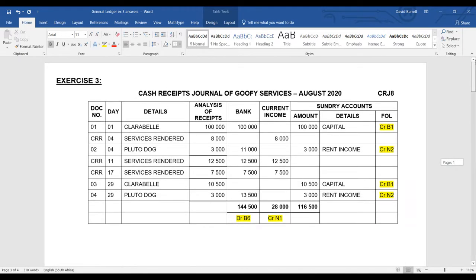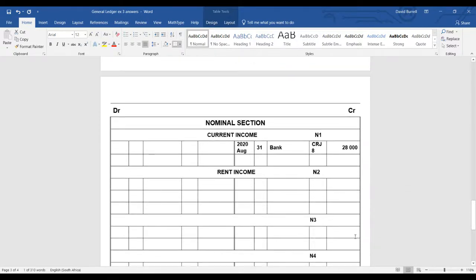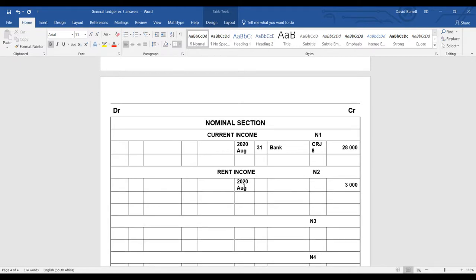Let's go back to our cash receipts journal. Our next one here is on the 4th. So it's the third line down, but it's on the 4th, 3,000 Rand to rent income. So it's a credit to account N2. So nominal section, because it's account N2. The amount that we had was 3,000 Rand. And it was 2020 August. Now remember, that wasn't a column total. That transaction was actually on the 4th of August. We will put bank because that's where the matching debit is, and it comes from CRJ8. Okay, so we've got that one.